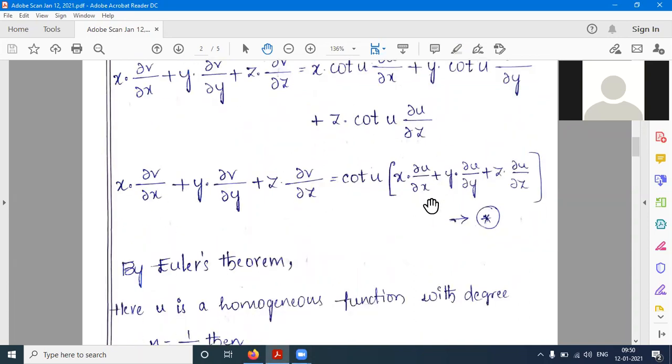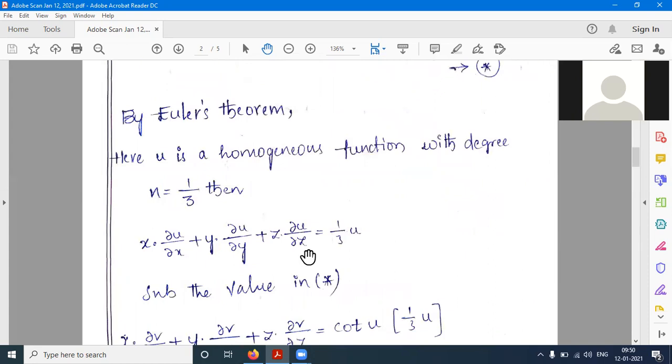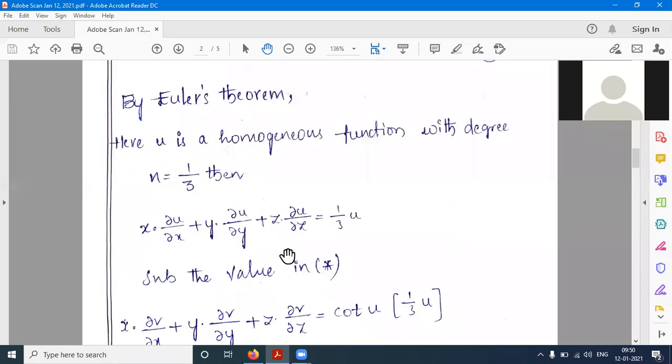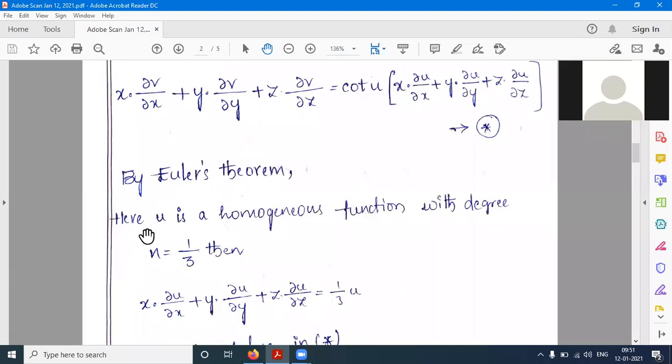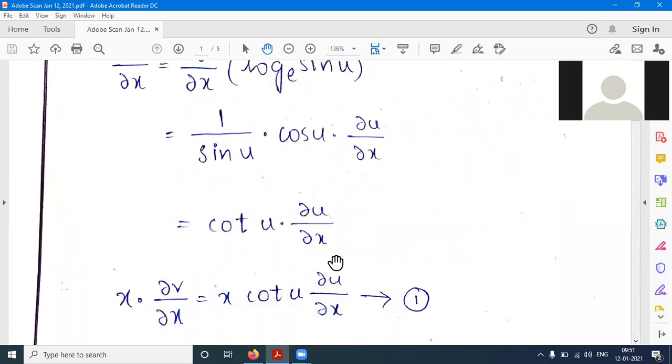So x into ∂u/∂x plus y into ∂u/∂y plus z into ∂u/∂z. We are taking this as equation number 3. By Euler's theorem, we can write this. Here u is a homogeneous function.